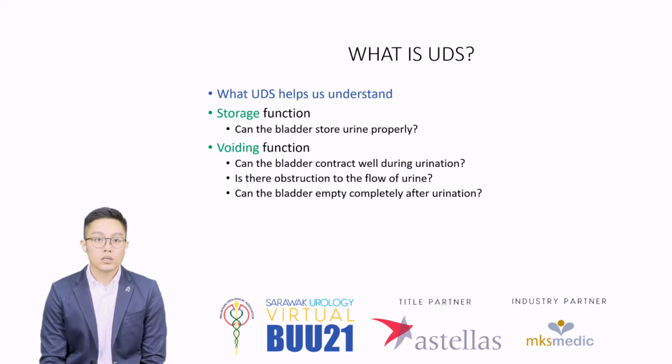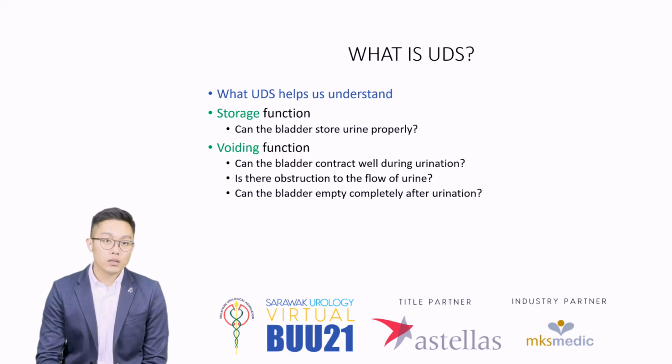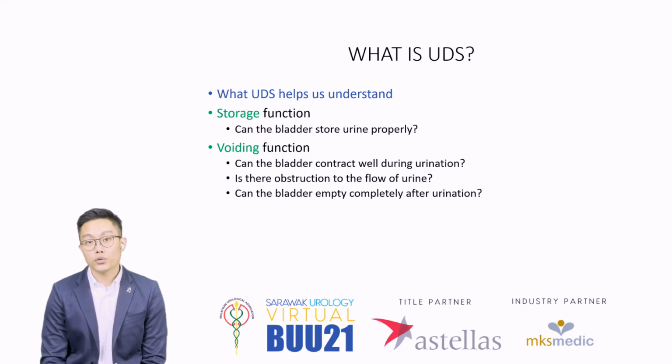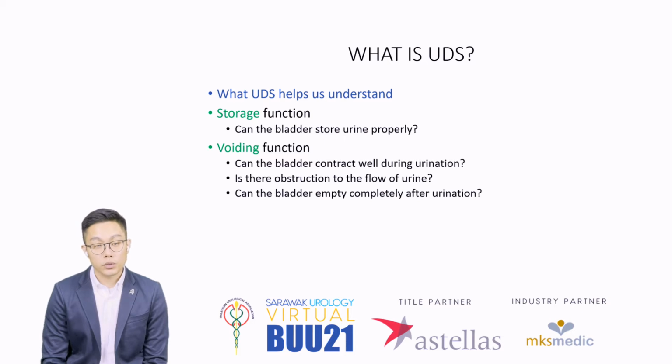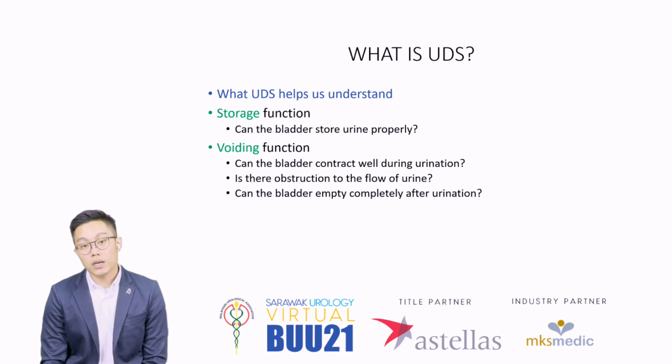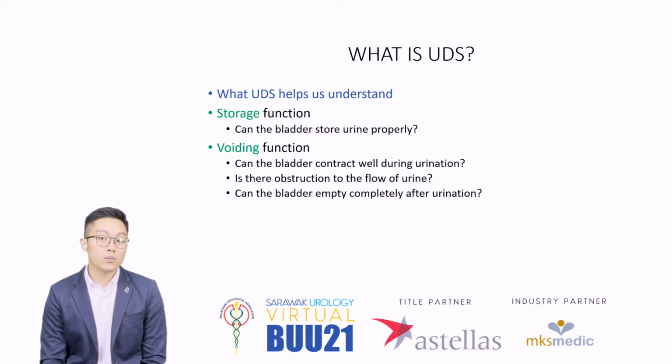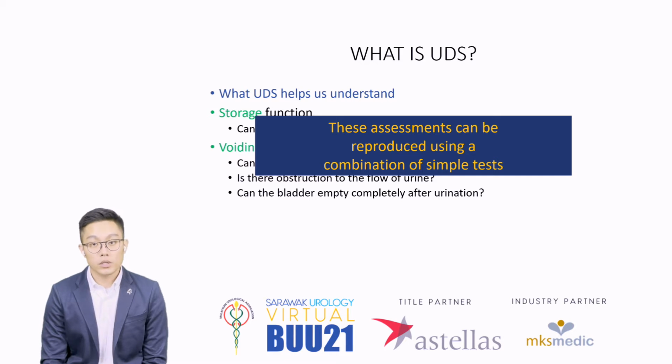So what we can do is that we try to emulate what we wanted to find out from the urodynamics. So what we want to know is the storage function. Can the bladder store urine at a low pressure safely? And also the voiding function. Can the bladder contract and expel the urine? When they're expelling, is there any obstruction to the flow of urine? And can the bladder empty fully after urination? So instead of having one test to determine all of this, we can have a combination of simple tests that we can take in clinic, which can also give us almost similar information.